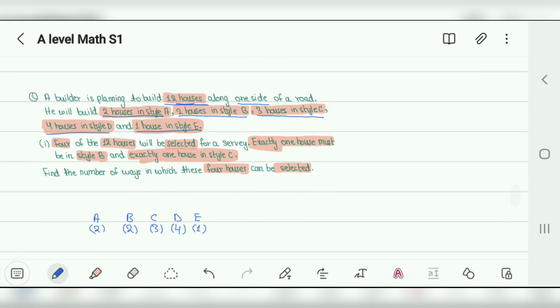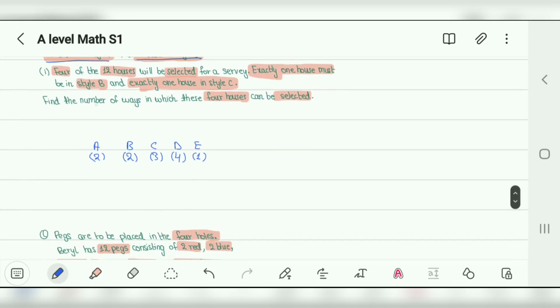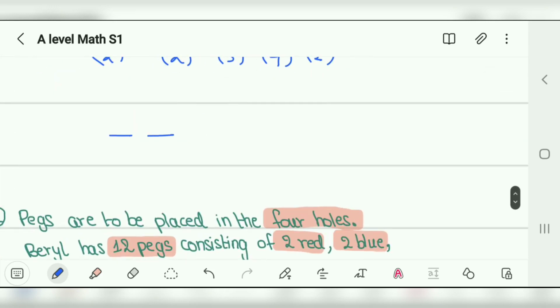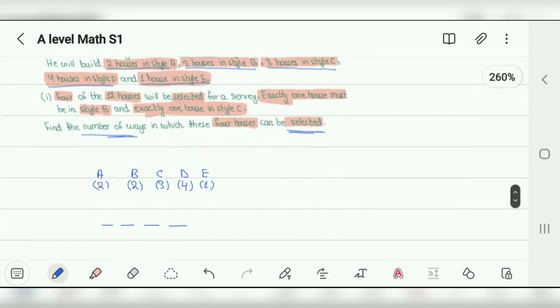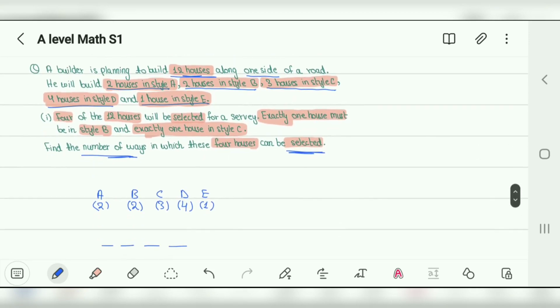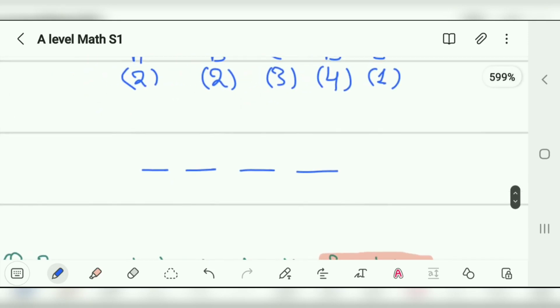Okay, 4 of the 12 houses will be selected for a survey. Exactly 1 house must be in style B and exactly 1 house in style C. Find the number of ways in which the 4 houses can be selected. It's talking about selection, so we need to choose 4 houses, and exactly 1 house in style B and exactly 1 house in style C.